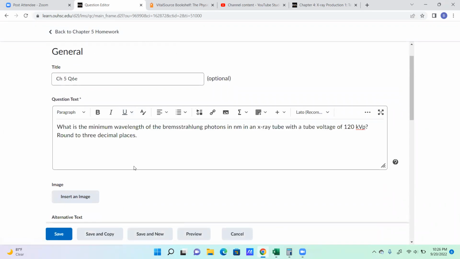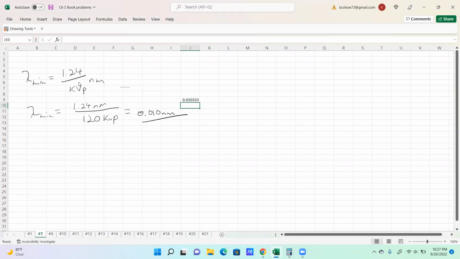Question 7. What is the minimum wavelength of the Bremsstrahlung photons in nanometers in an X-ray tube with a tube voltage of 120 kVp? If you use this particular formula out of the book, it's 1.24 divided by the kVp, and that'll be in nanometers. So in this case, it's 1.24 divided by 120, so 0.010 nanometers.